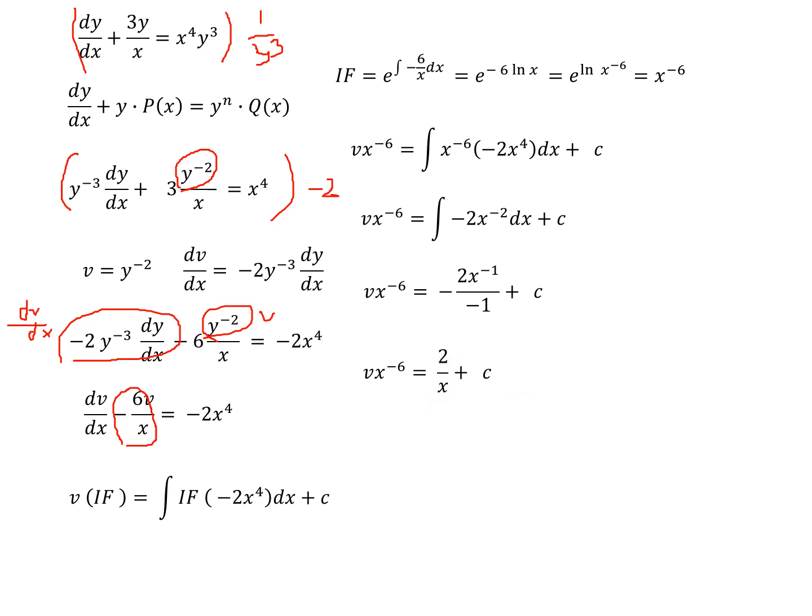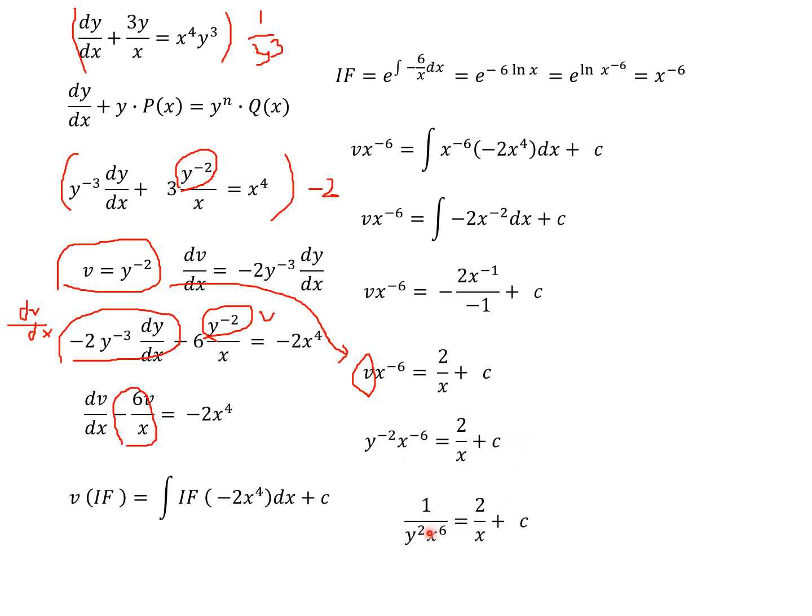And then returning, remember what is our b? Our b is, remember this one, b is y to the negative 2 there. So you will have to plug it there, and then you get y to the negative 2, x to the negative 6 equals 2 over x. Of course that can be written as 1 over y squared x to the 6 equals 2 over x plus c. This is our final answer.